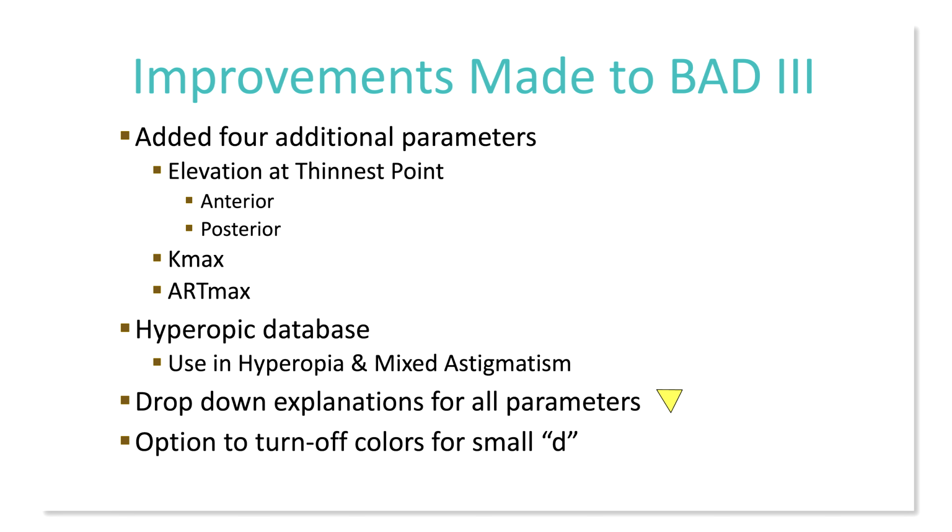We also added a hyperopic database so that you would check off whenever your patient was hyperopic in any meridian. So it's really mixed CIL or pure hyperopia. We also added drop-down parameters. You'll notice these little yellow triangles throughout the display. If you click on those, you get an explanation of what that parameter is. And we gave you an option to turn off the color coding, and I'll go over that later. But you can never turn off the color coding of the final D, which is the overall reading.